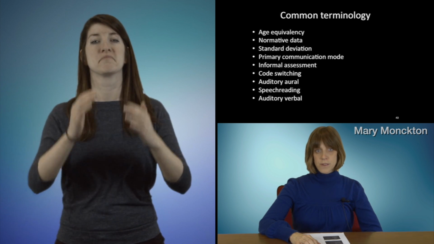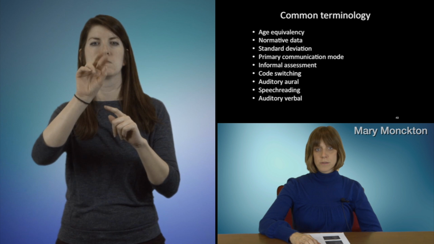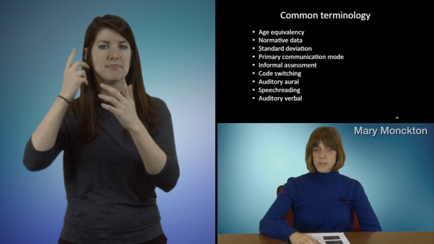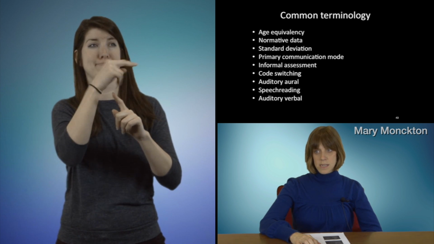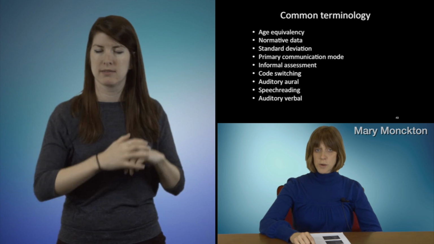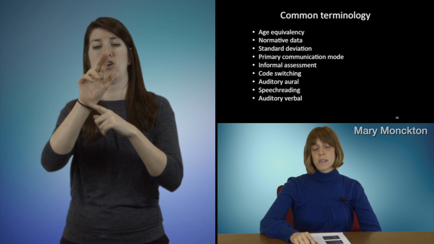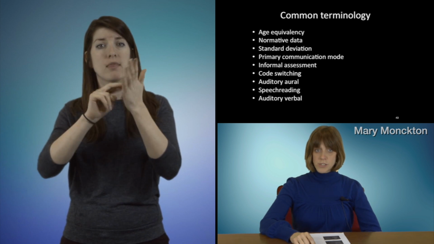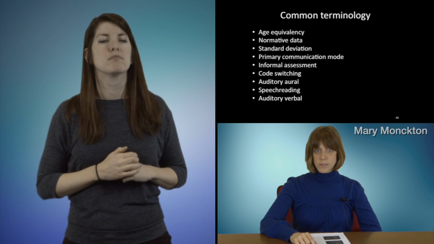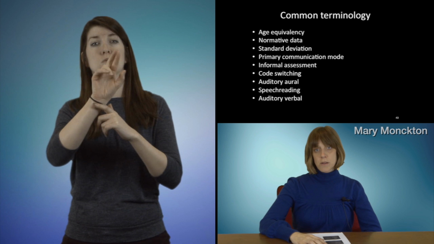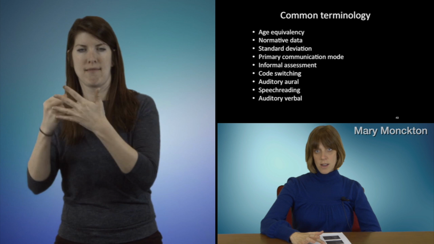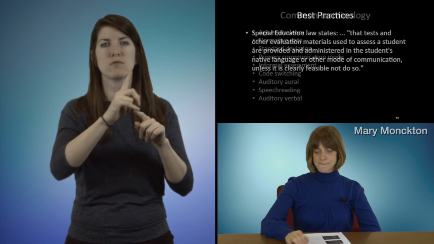Auditory oral refers to a child who is able to use audition to listen and hear. Speech reading refers to a child's ability to read the lips of somebody else when communicating. And auditory verbal refers to when a child is using their audition and their spoken language in order to communicate. It also refers to a methodology in which sign language is typically not the primary mode, but more so reliance on listening and speaking first.